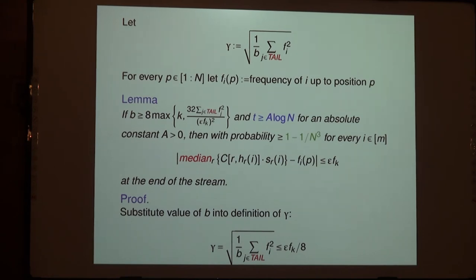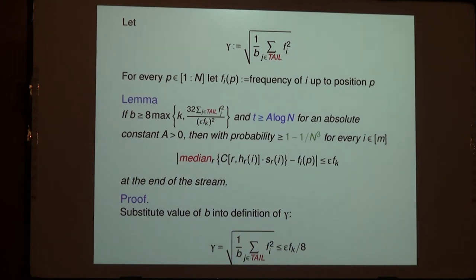Let me recap. So what is this? This is a linear primitive that allows us to compress a data stream into a hash table, or rather a sequence of independent hash tables. And note that this is all linear operations. And this allows us to approximate the frequencies with which various items occurred in the stream.